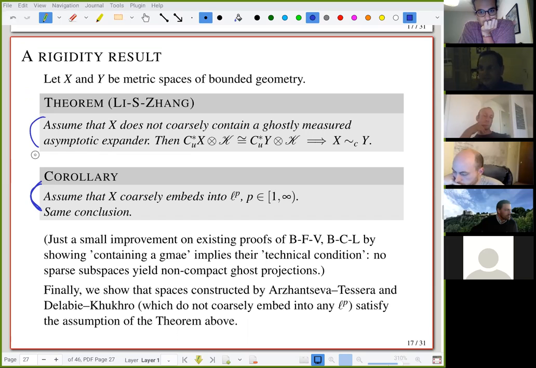So again, just improving their proofs, you play with this a bit, and instead of just not containing an expander, you get that it doesn't contain any ghostly measured asymptotic expander. And I'm really sorry about the terminology. It's horrible, but hopefully it's not that important, so it shouldn't really catch on. So that's good.